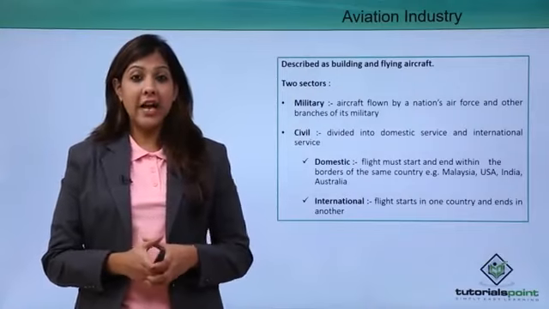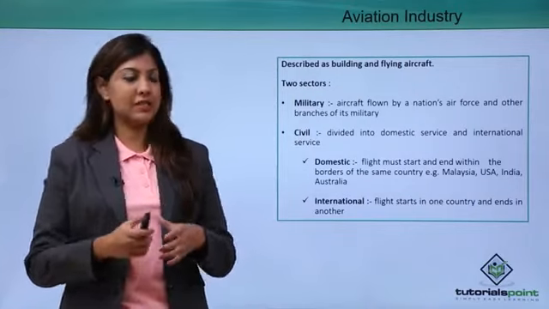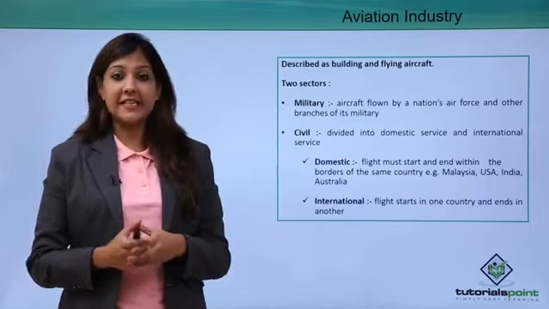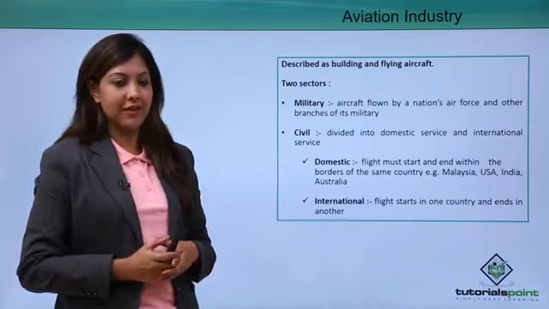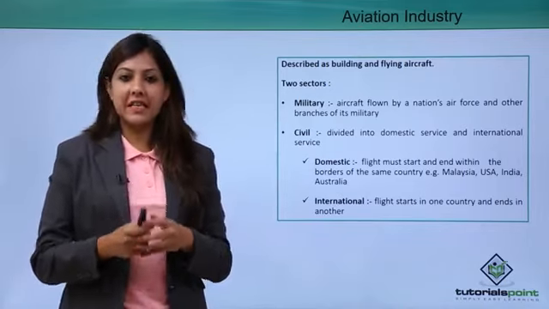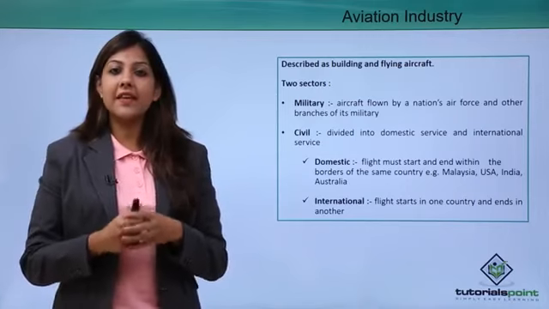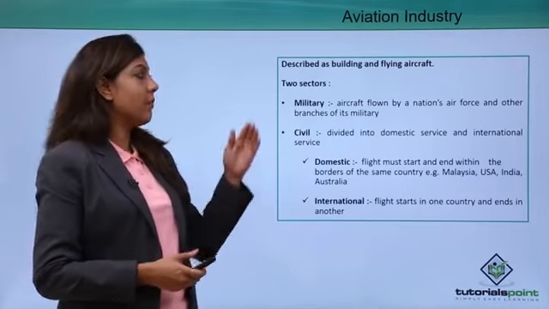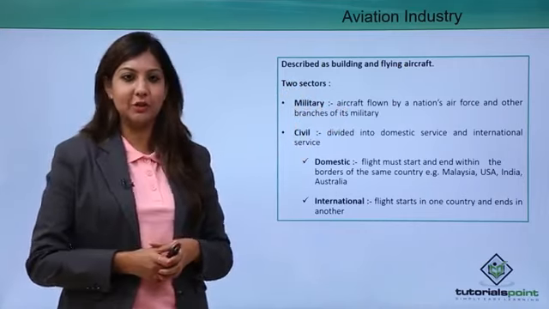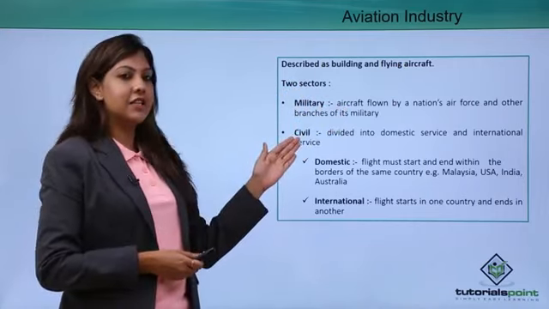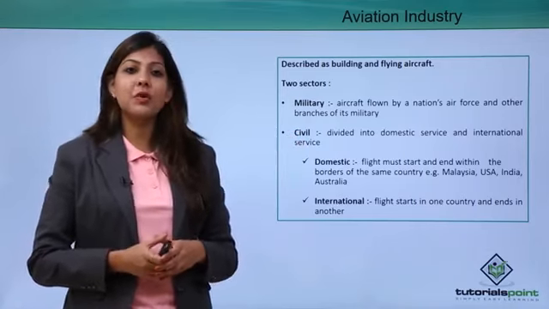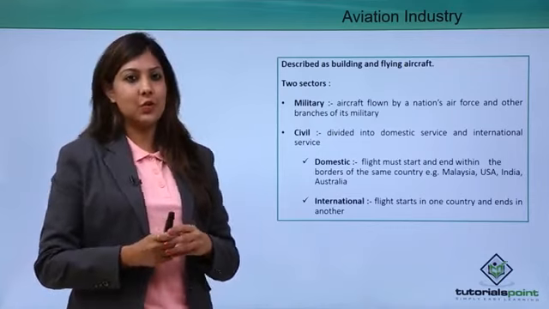Well friends, let's look at what the aviation industry looks like. It is described as the building and flying of aircrafts, and it has two sectors or two segments under aviation. One is military and one is civil. Under military, as the name suggests, this is used for military purposes or the nation's air force only, and it is not used for commercial purposes. The civil is divided into two parts, domestic airlines as well as international airlines. These are used commercially from one place to another.